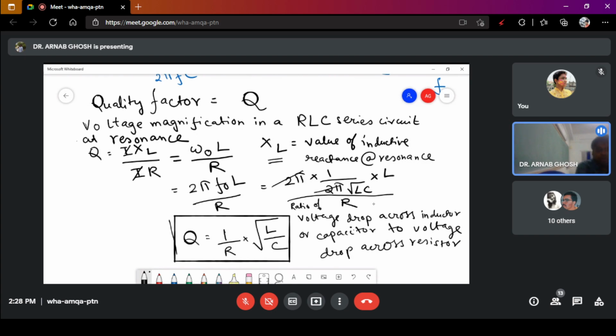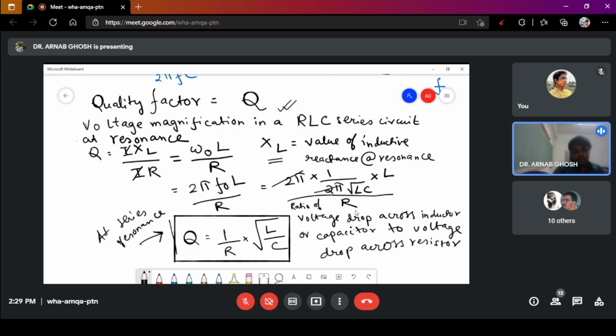So you have to know what is quality factor because this is important, and you have to derive the formula for quality factor at series resonance. So this is important. Noted this down. Now we will move on to the next thing, that is bandwidth.